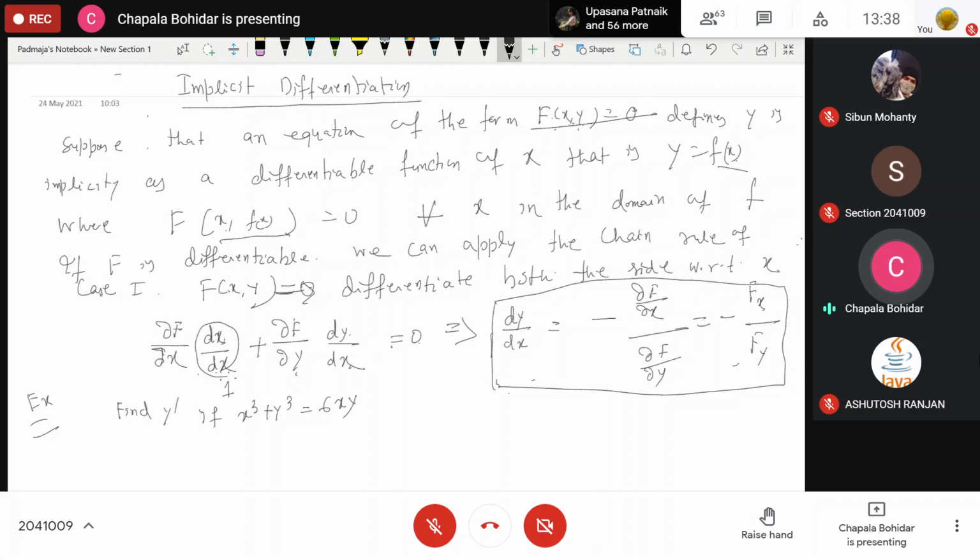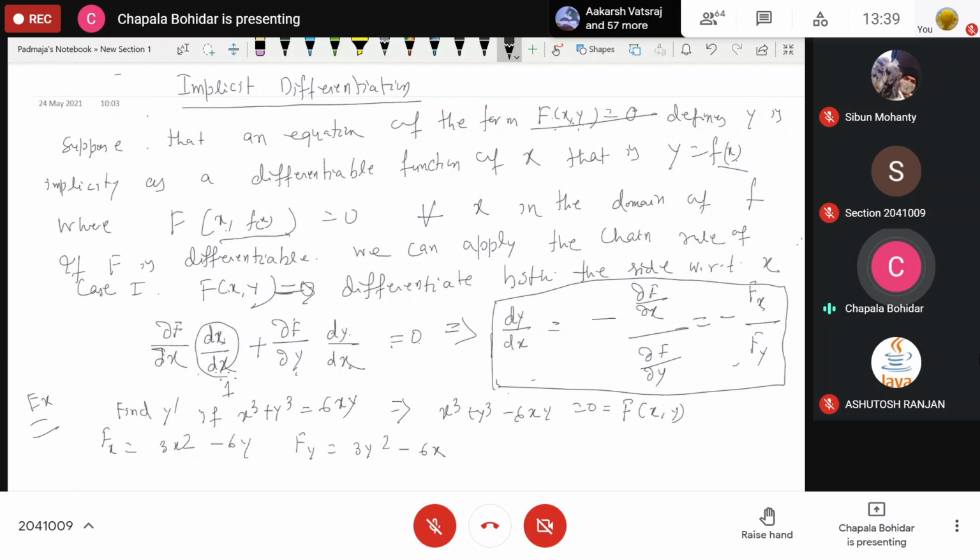So I can write down, this implies x cube plus y cube minus 6xy equal to 0. So fx, you say it is f of x. So now fx is equal to 3x square minus 6y. Fy is equal to 3y square minus 6x. Now I put the value here, get your result.